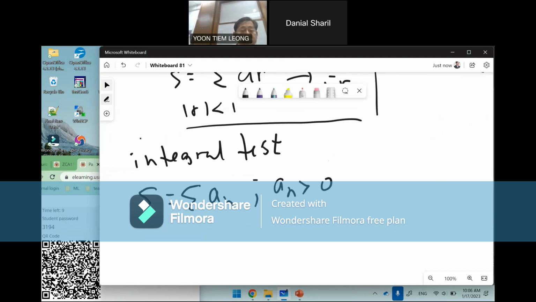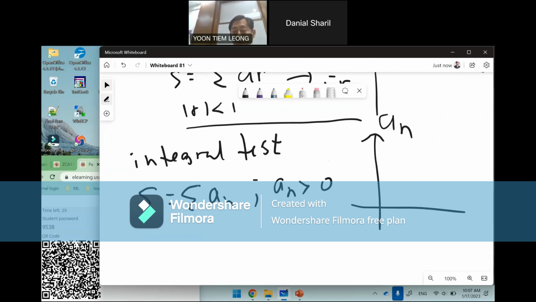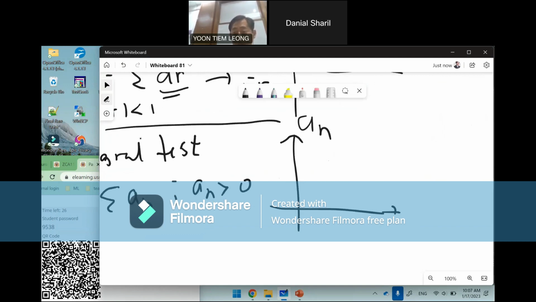And then the other condition to apply the integral test is on the terms of the series. You can imagine that a series is formed from a sequence. If you plot this sequence onto an x and y axis, the sequence has to be such that when n grows, the sequence should generally become smaller and smaller in magnitude. So this is a very specific type of sequence.